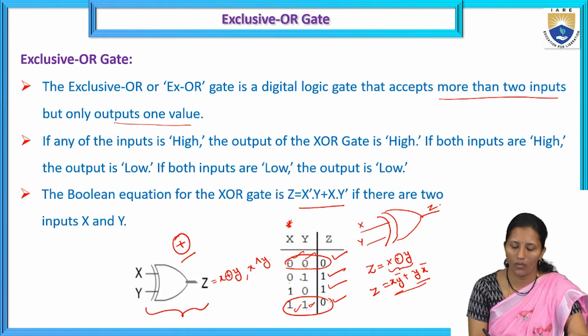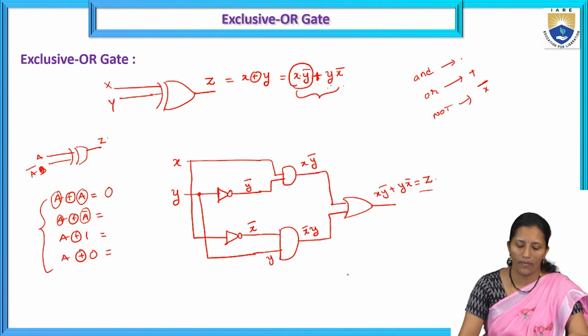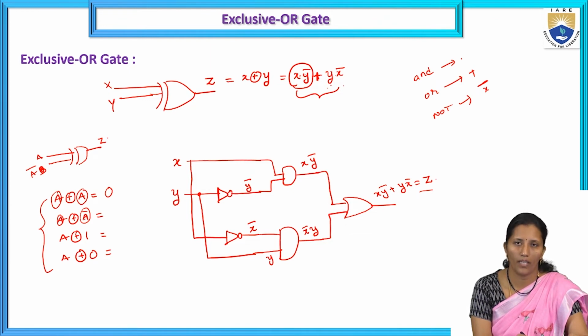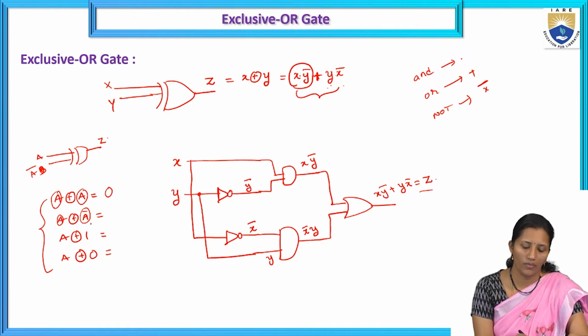It is 1. 0 and 1, 1 and 0, it is 1. So for A and A bar, if A is 1, then automatically A bar will become 0. If A is 0, automatically A bar will become 1. So if both the inputs to the XOR gate are complemented inputs, then we will get the output as 1.